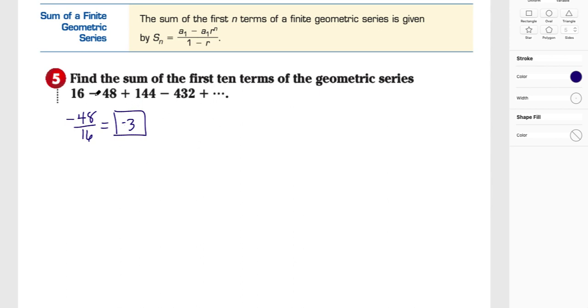And the reason why we have a plus and a minus is because when I add a negative, it's really subtraction. Hopefully that makes sense.